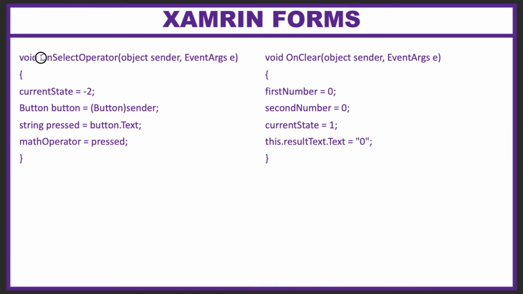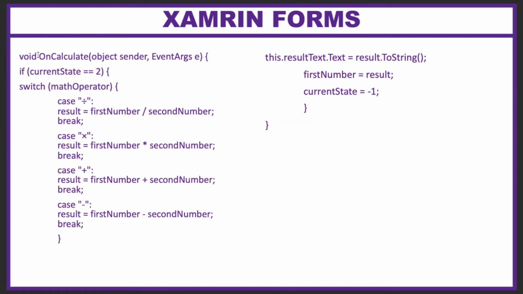The next method is on select operator. So this will observe which button has been pressed and which operator has been selected. That will be stored in math operator. So in order to identify which operator has been selected, this method is used. The next one, on clear method, it clears all the things. So it clears the first number, second number, and makes the current state to 1, and the result text will be 0.